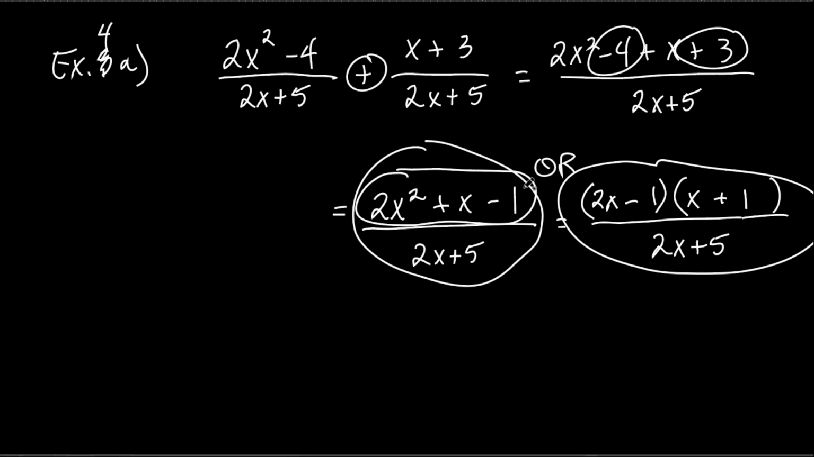But here's the deal, though. What if, when you did this factoring, what if this was a 2x plus 5? What if it was? Then they would cancel. Then your answer would be this, so you would not be able to leave your answer unsimplified. Okay? I hope that makes sense.